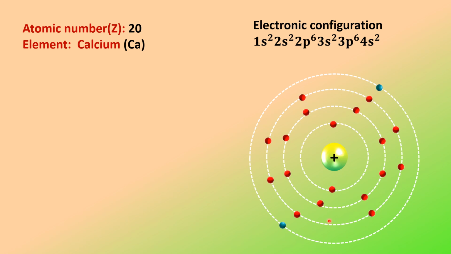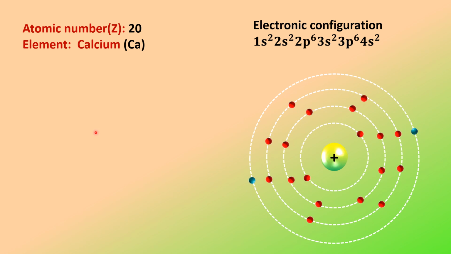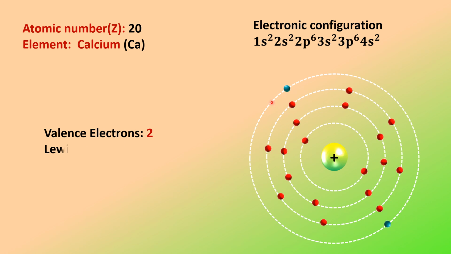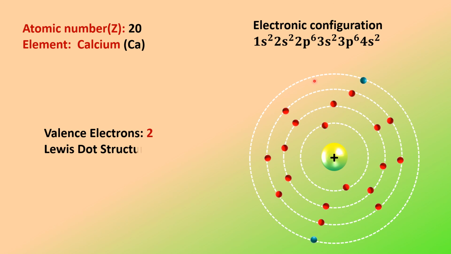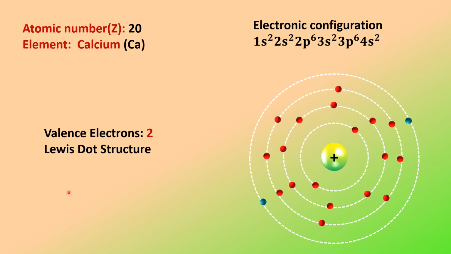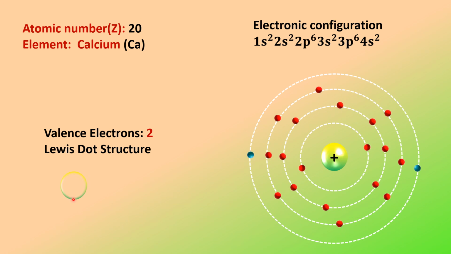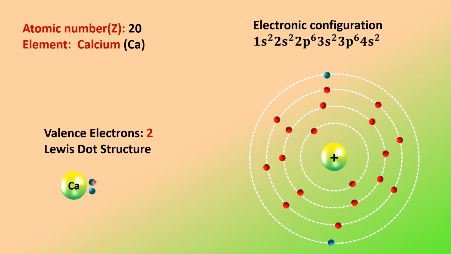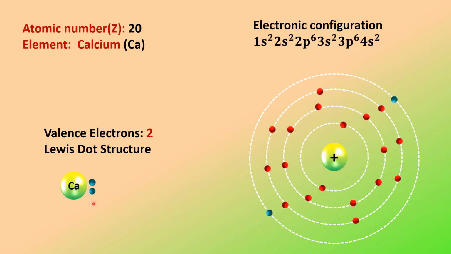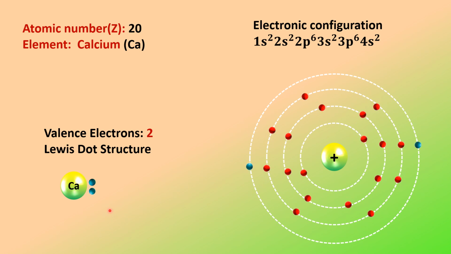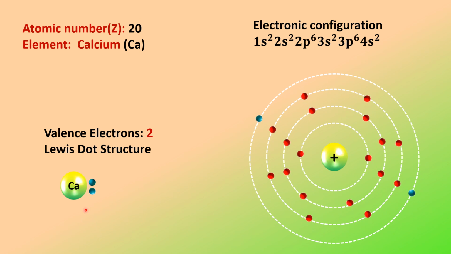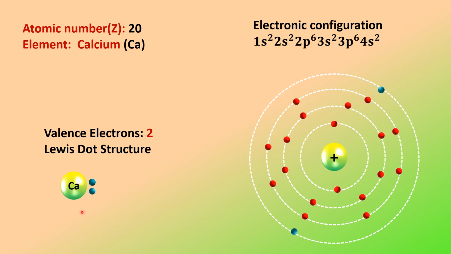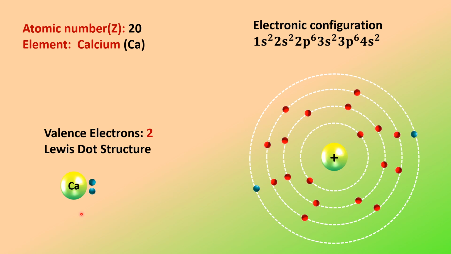Let us try to draw the dot structure for calcium. The number of valence electrons is 2. This is the calcium nucleus, and these are the 2 valence electrons. So in this way, we can write the dot structures for the elements as well as for the molecules by taking the valence electrons. Thank you.